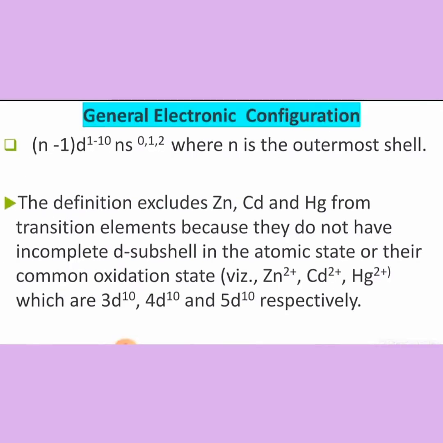The general electronic configuration of D block elements is (n-1)d1 to 10 ns1 to 2, where n is the outermost shell. Zinc, cadmium and mercury are not considered as transition elements as they have completely filled D orbitals.